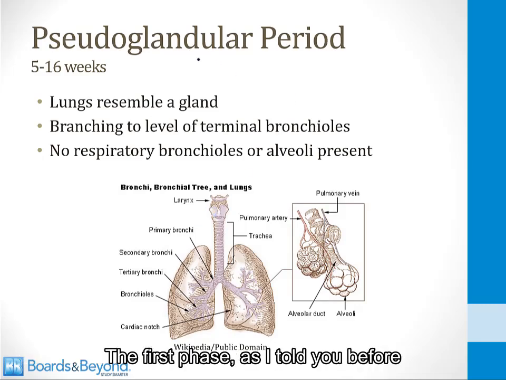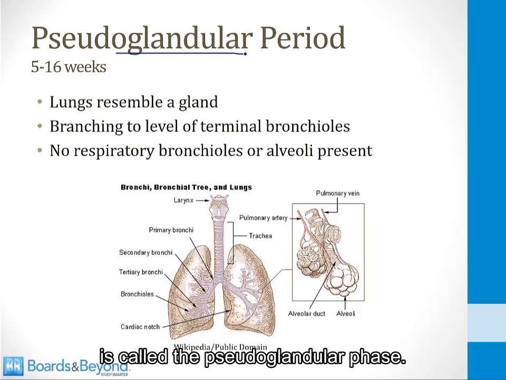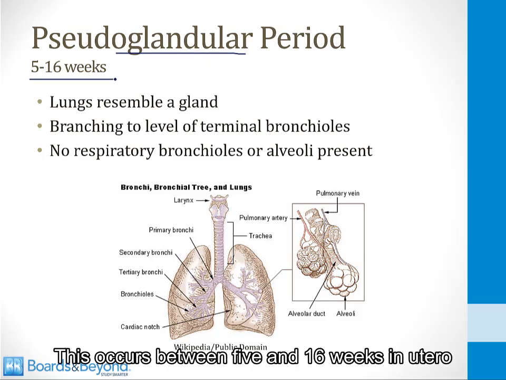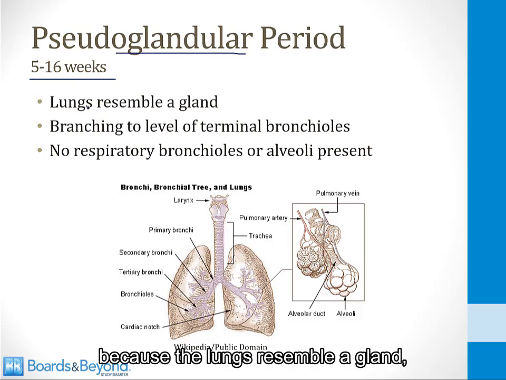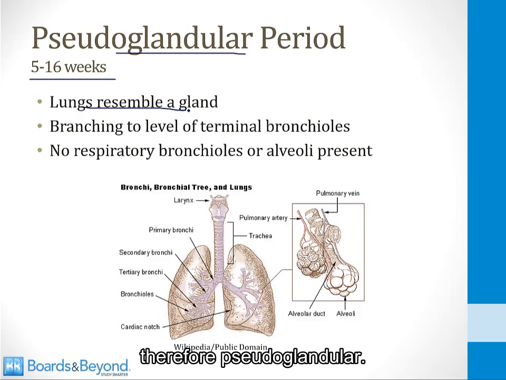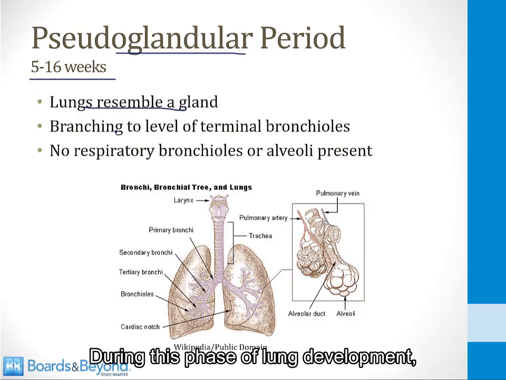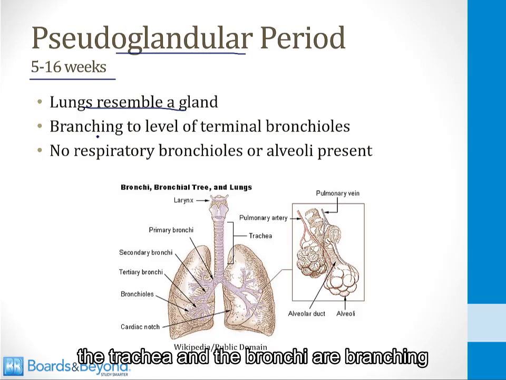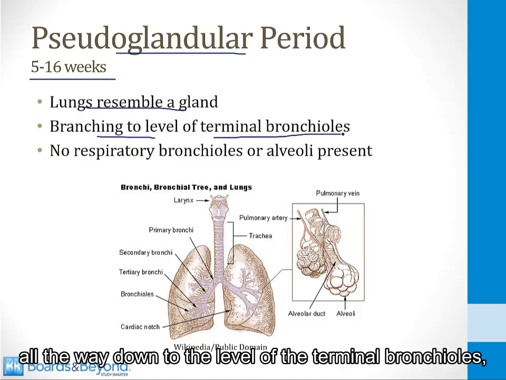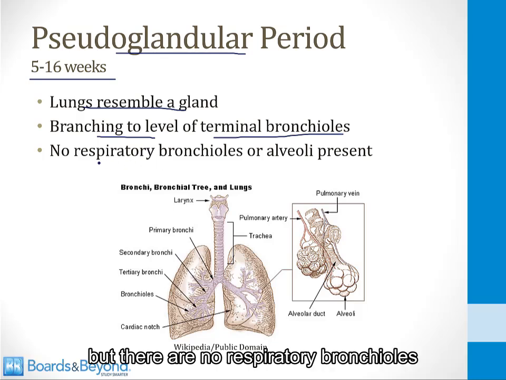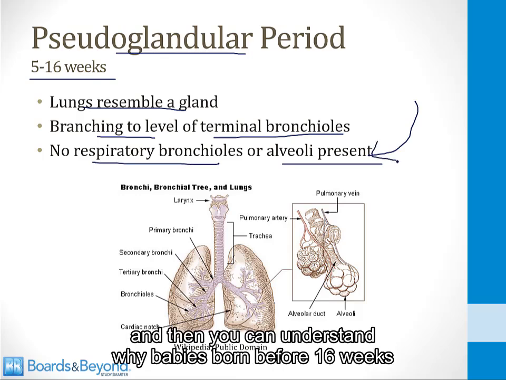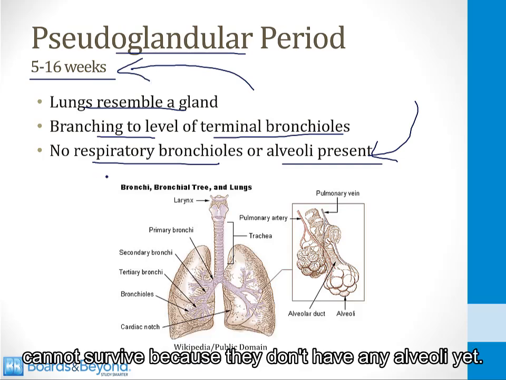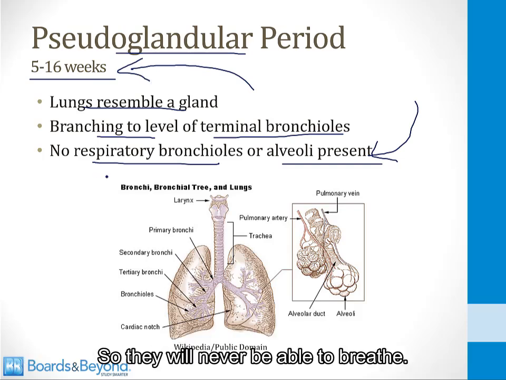Okay, so now that we understand that, we can talk about the 4 phases of lung development. The first phase, as I told you before, is called the pseudoglandular phase. This occurs between 5 and 16 weeks in utero, and this phase gets its name because the lungs resemble a gland, therefore pseudoglandular. During this phase of lung development, the trachea and the bronchi are branching all the way down to the level of the terminal bronchioles. But there are no respiratory bronchioles or alveoli present yet. And so if you know this fact, then you can understand why babies born before 16 weeks cannot survive, because they don't have any alveoli yet, so they will never be able to breathe.